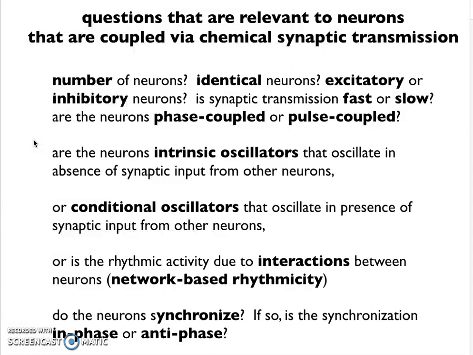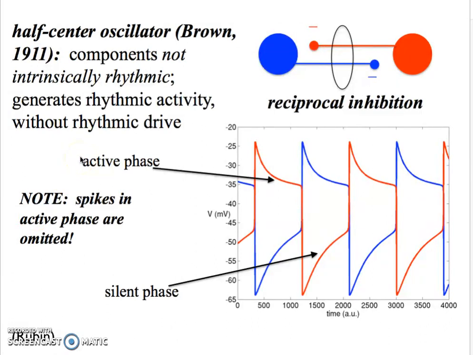The concept of a half-center oscillator was introduced a long time ago by Brown, and the idea here is that you can get two reciprocally coupled inhibitory neurons to fire anti-phase from one another, so that one neuron's active and the other neuron's silent, and then they exchange roles on a relatively quick time scale, and then the pattern repeats.